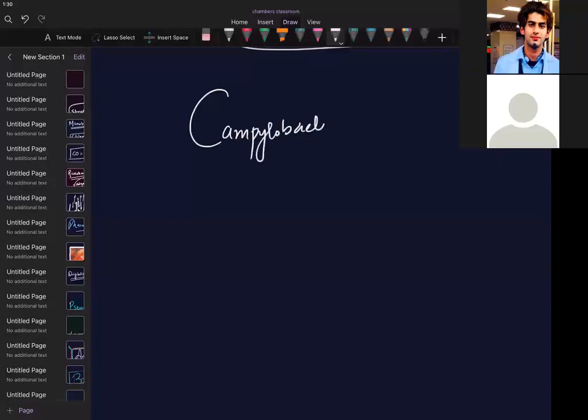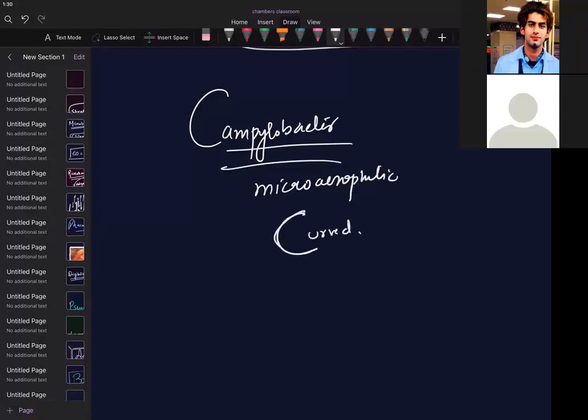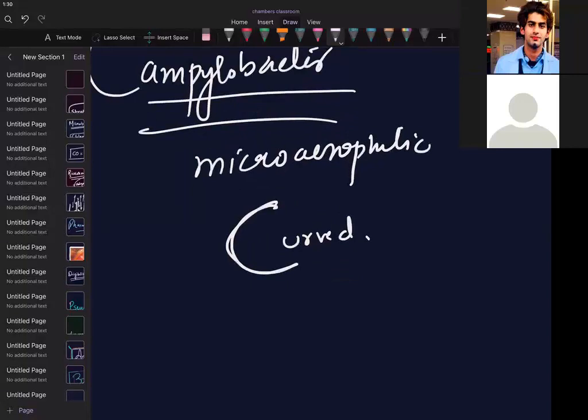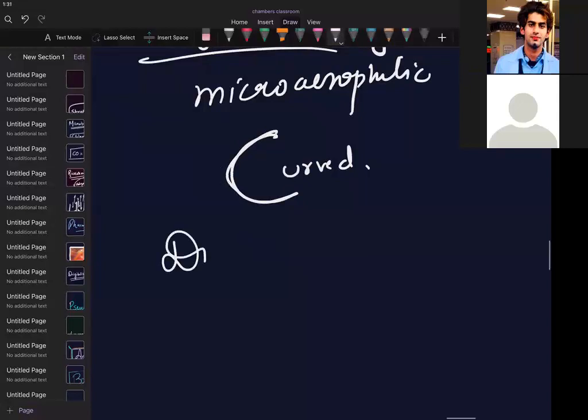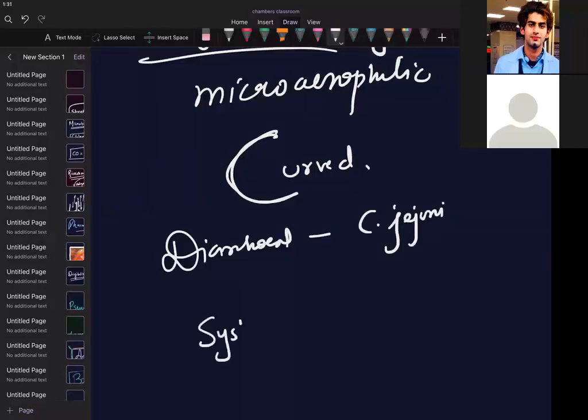This Campylobacter is microaerophilic, curved, gram negative bacilli. They can cause diarrheal disease, for example C. jejuni, and they can cause systemic disease, for example C. fetus.